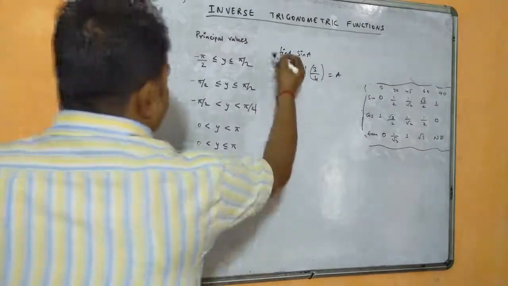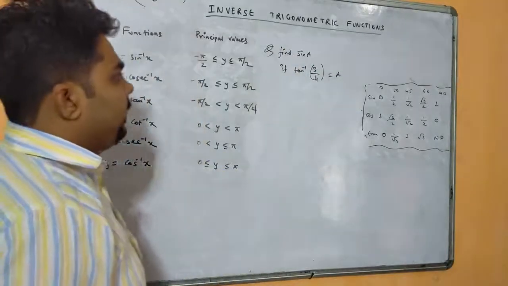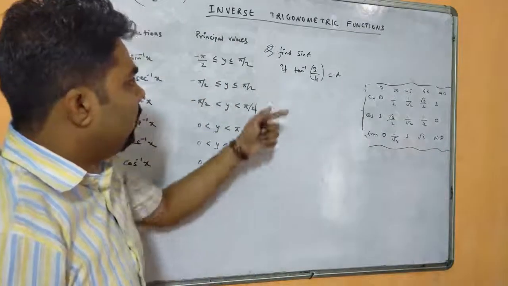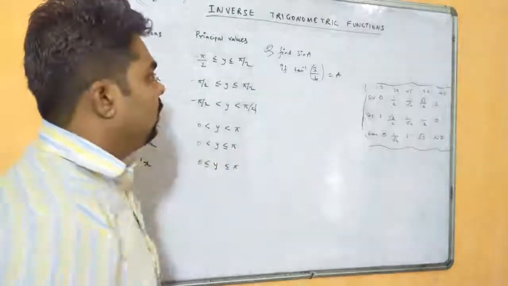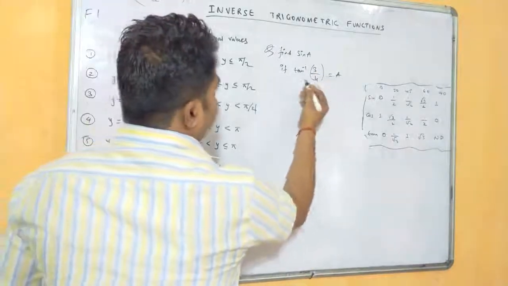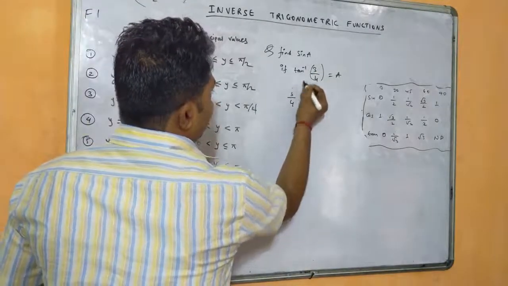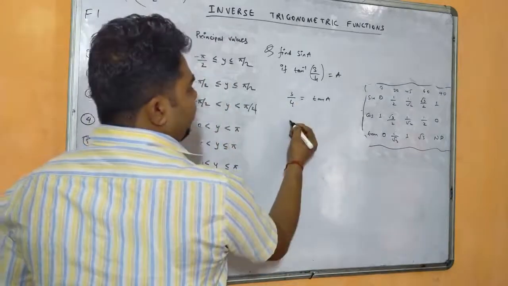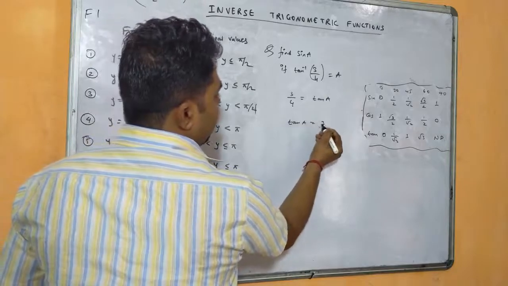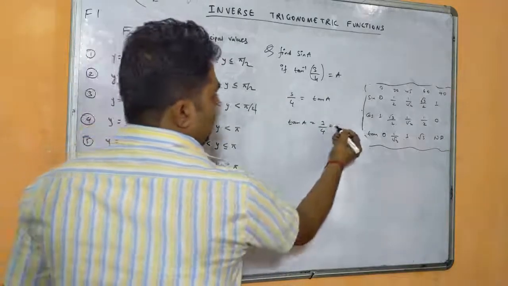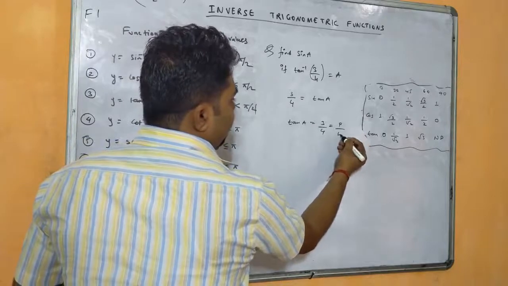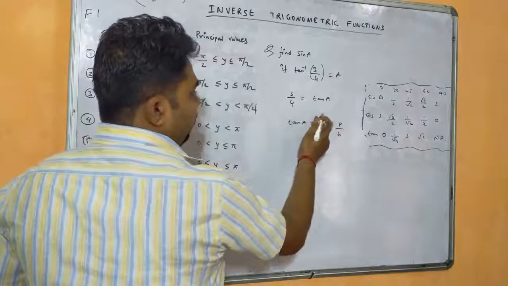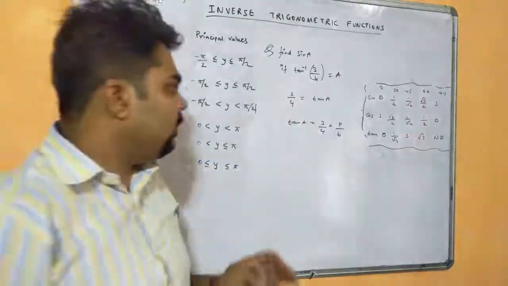So you see the next question here: find sin A if tan inverse 3 by 4 equals A. So we need to find here sin A, and this is the given part. So tan inverse 3 by 4 equals A, so tan will change its side, then it will become tan A equals to 3 by 4. So we know tan theta equals P by B, that is perpendicular by base, so perpendicular is 3 and base is here 4.